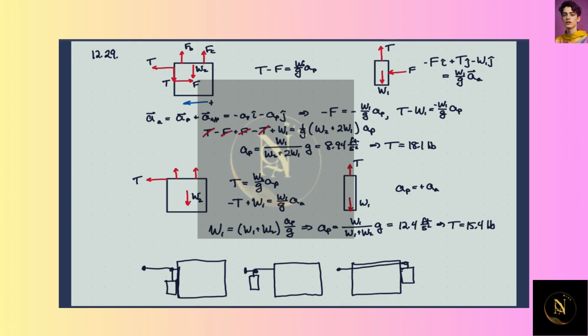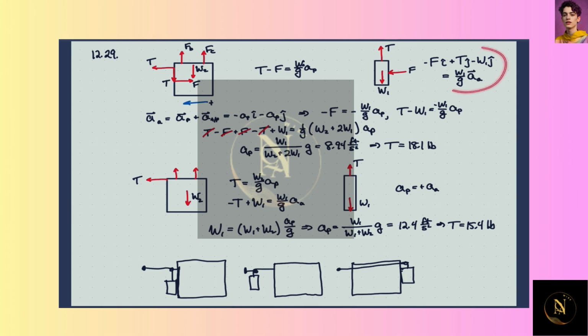So what do we know? How do we get that? Well, its acceleration is the acceleration of the panel plus the acceleration of the block with respect to the panel. The panel is going this way, and the block with respect to the panel is going down. And because the length of this rope is unchanged, those two accelerations have to be the same, a_P.